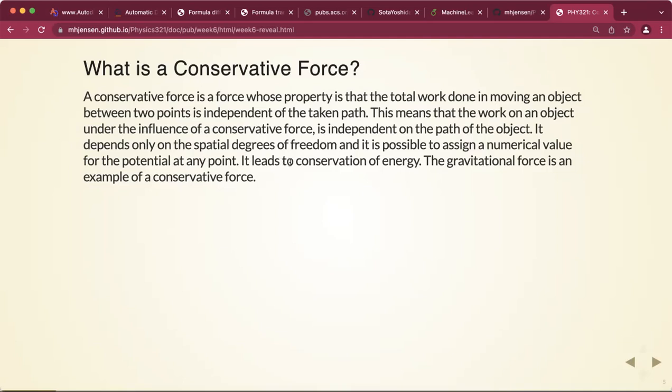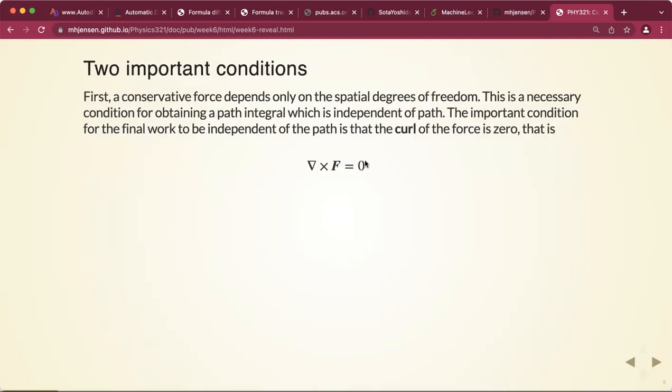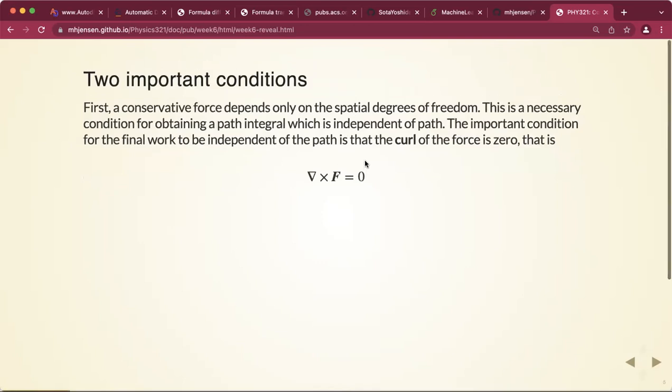It depends only on the spatial degrees of freedom, and it's possible to assign a numerical value for the potential at any point, and it leads to conservation of energy, as we have seen, and the gravitational force is one of these. So we have a dependence only on the spatial degrees of freedom, but that's normally not enough. One of the other properties which we have to fulfill is that the curl of the force is equal to 0. And these two exercises, which we're going to look at on Wednesday, are examples of forces which will obey this relation here.